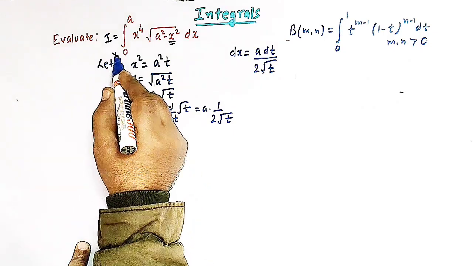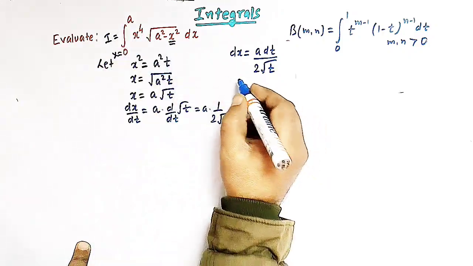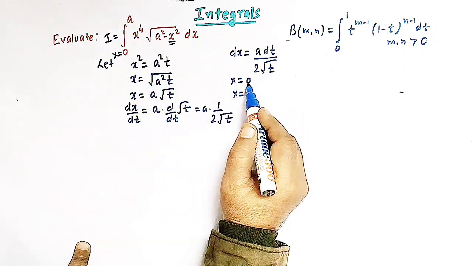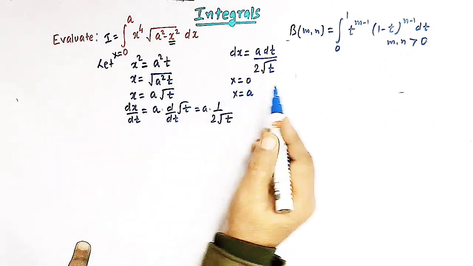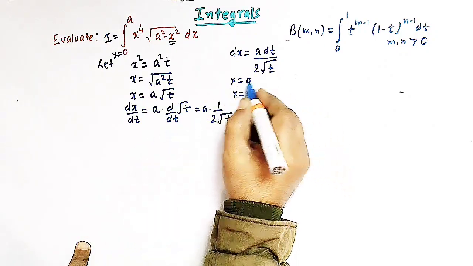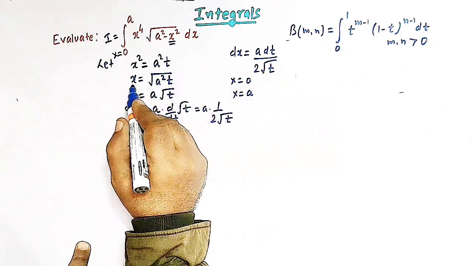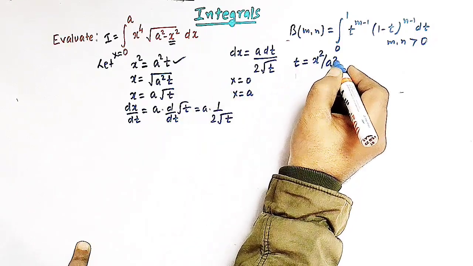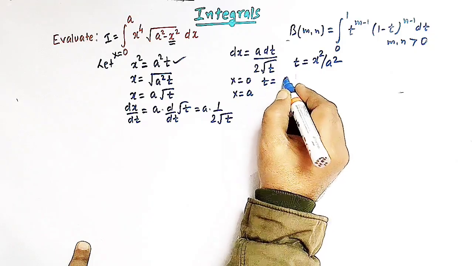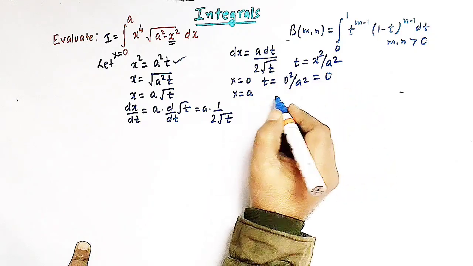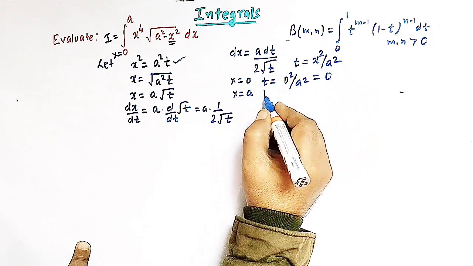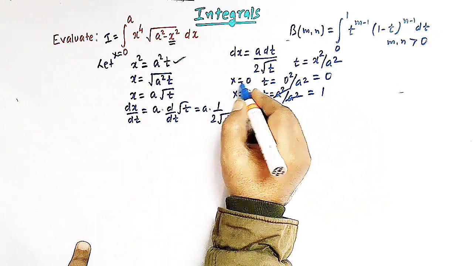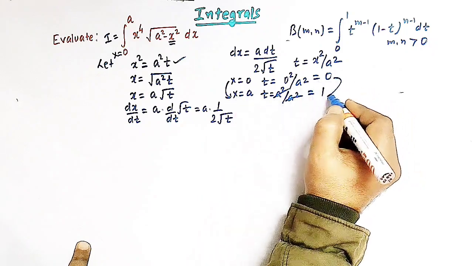So here the limits of integration vary from x is equal to 0 to x is equal to a. Here we have 0 as the lower limit and a as the upper limit. So when x is equal to 0, then we can find out the value of t from this expression. So t is x square over a square. So when x is equal to 0, t is 0 square over a square, that is simply 0. And when x is a, then t is a square over a square, and this is equal to 1. So when x varies from 0 to a, then t varies from 0 to 1.